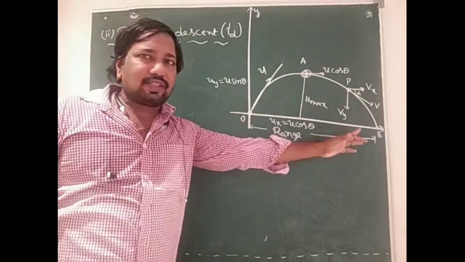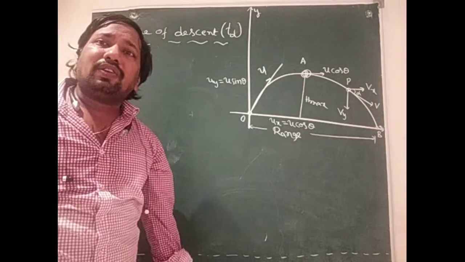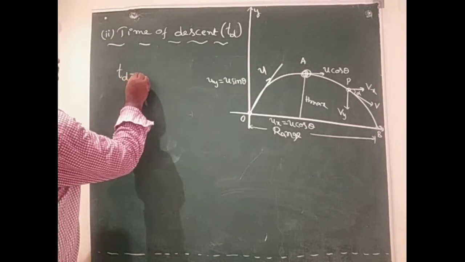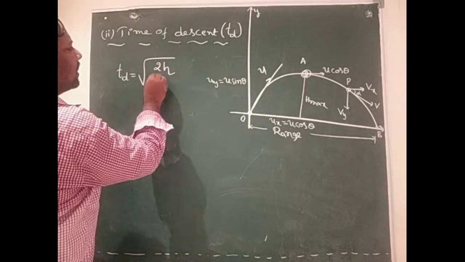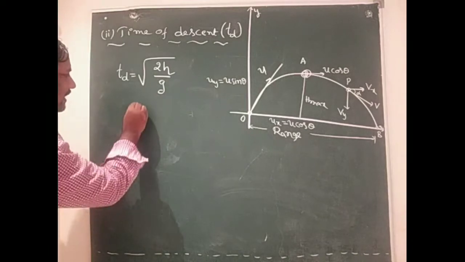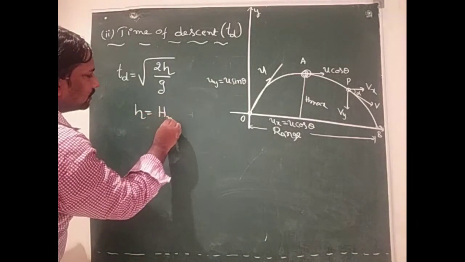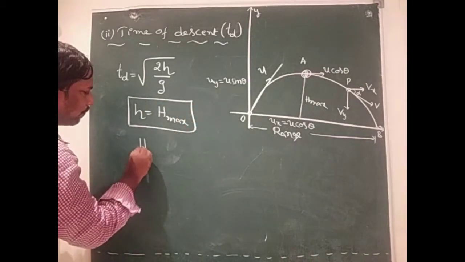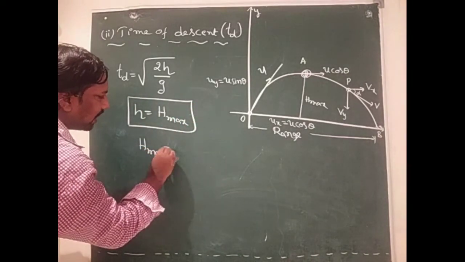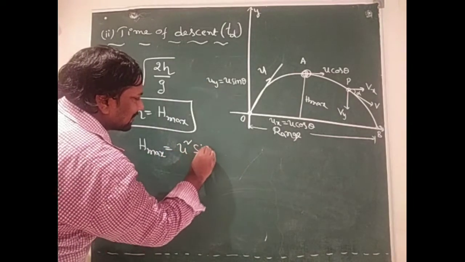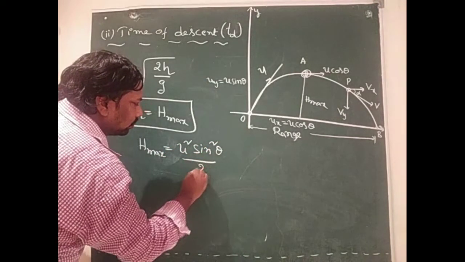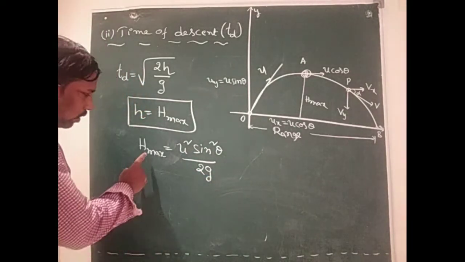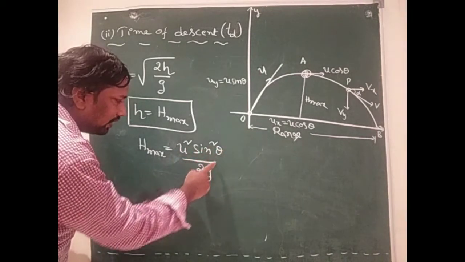Maximum height nundi earth surface ku reach ayye time ne manam time of descent ga treat chestam. So therefore T_D equal to root over 2h by g. Here h means maximum height. In the case of oblique projectile, maximum height is u square sin square theta by 2g. Okay, we know that. So h max equal to u square sin square theta by 2g.